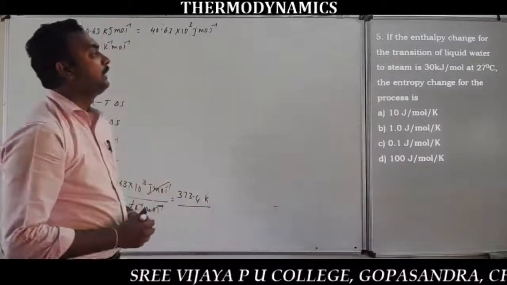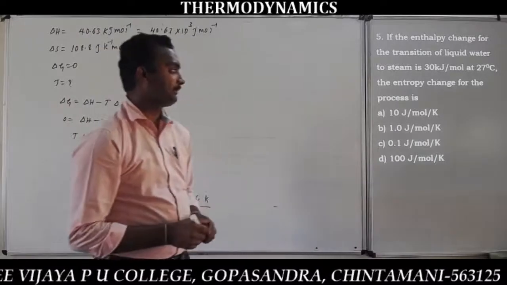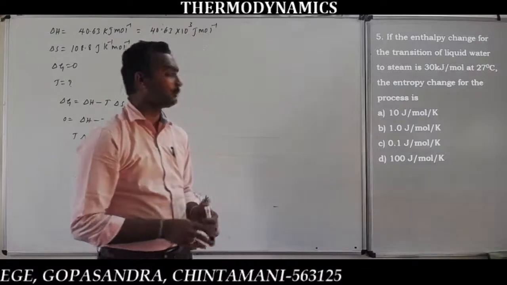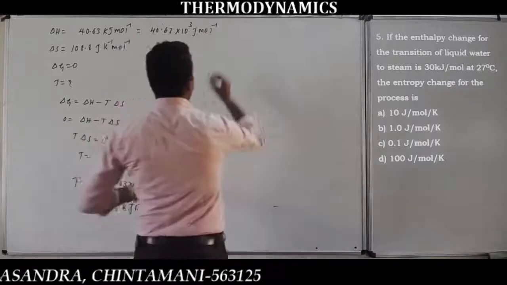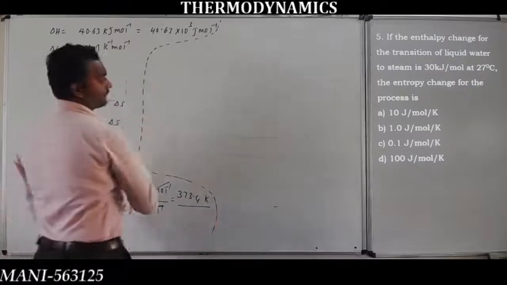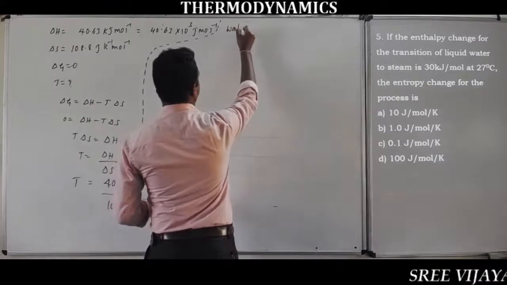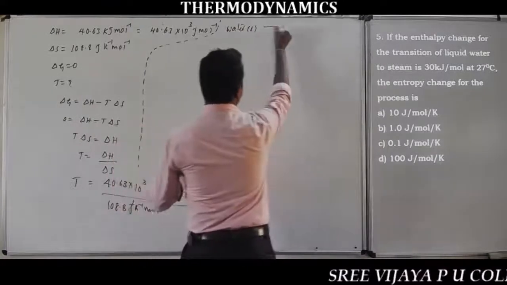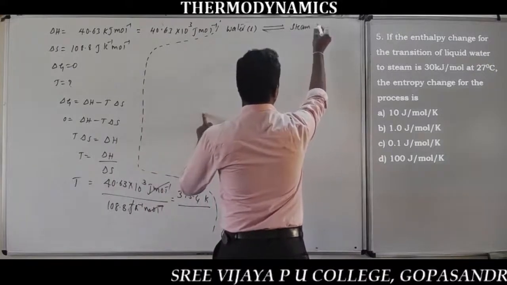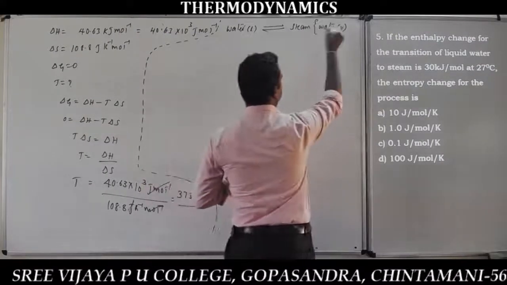Okay. Fifth one. If the enthalpy change for the transition of liquid water to steam is 30 kilojoule per mole at 27 degrees Celsius, the entropy change for this process is what? Let me take the fifth question. Enthalpy change for the transition of liquid water, that is, water is in liquid state, that exists in equilibrium. That is steam, which is nothing but water vapor. Water is in vapor state.